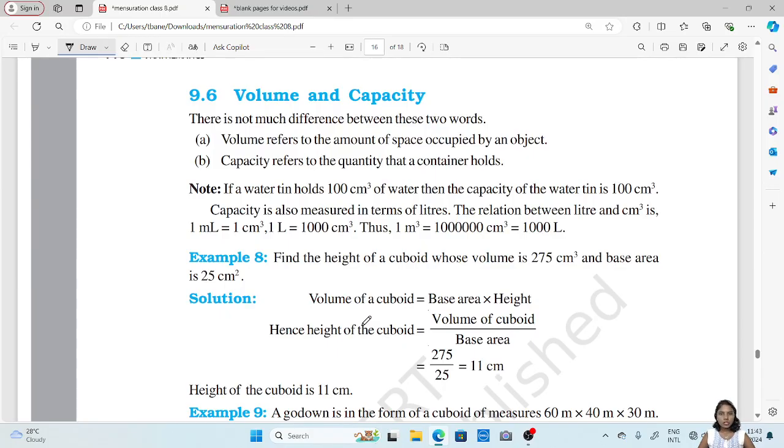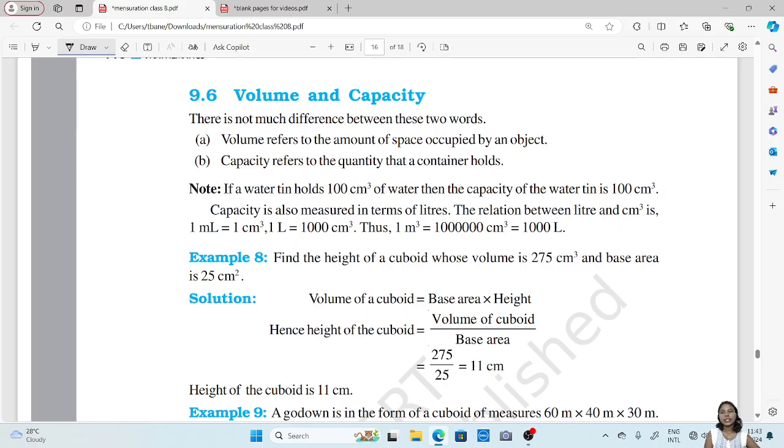Now there is not much difference between these two words. Volume simply refers to the amount of space that is being occupied by an object, and capacity refers to the quantity that a container holds. So when we talk about volume, it is how much space that object is taking, and capacity is, say I have a jar, how much water that jar can hold tells us about the capacity.